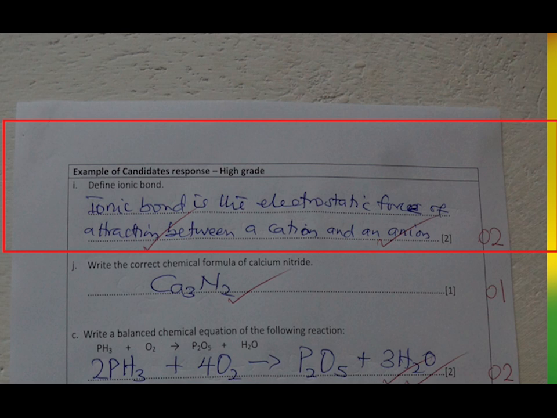Let us turn our attention to the response of the third student. She defined ionic bond as electrostatic force of attraction that exists between a cation and an anion. This is a concise and a correct model definition of ionic bond, and therefore she is awarded 2 marks out of 2.